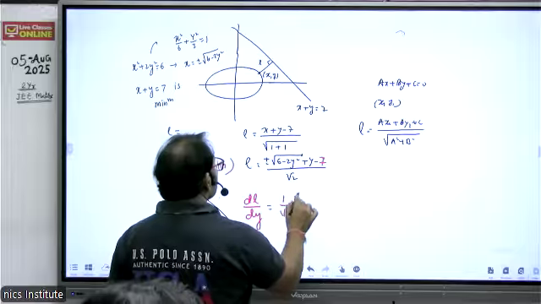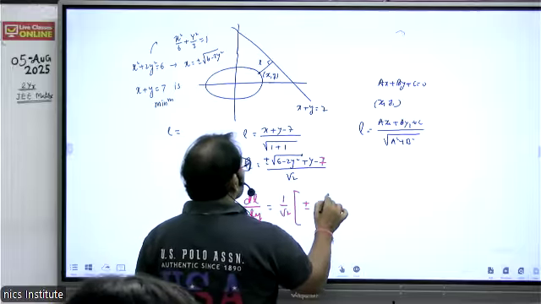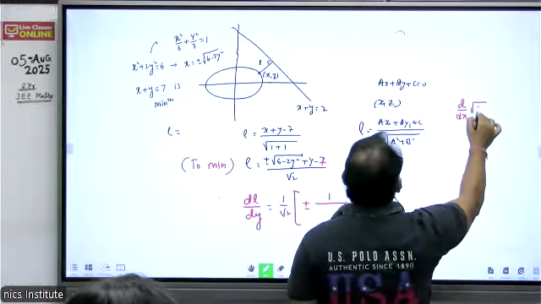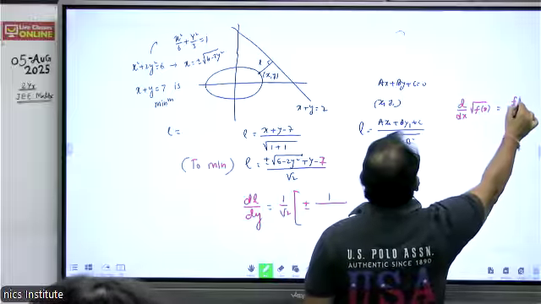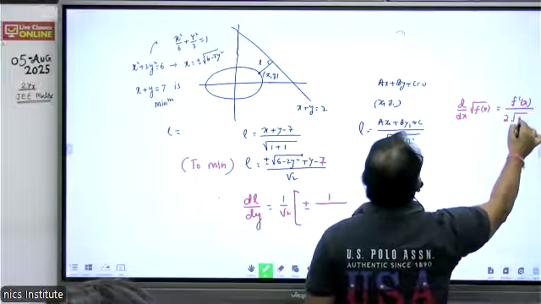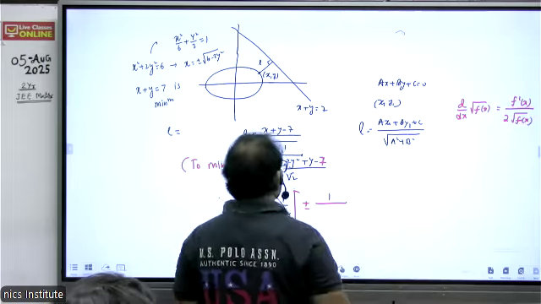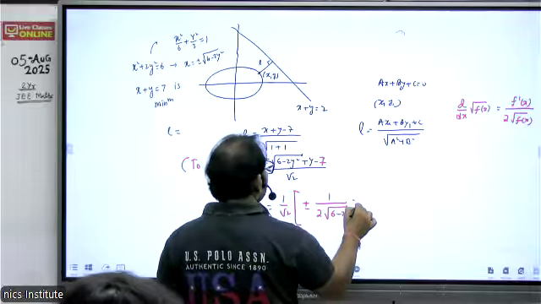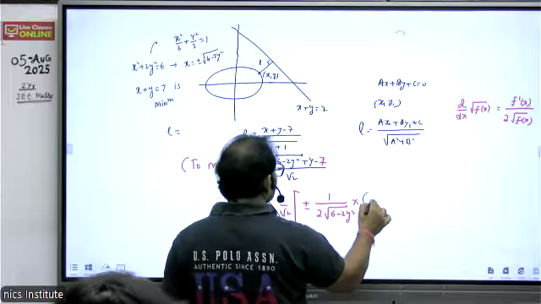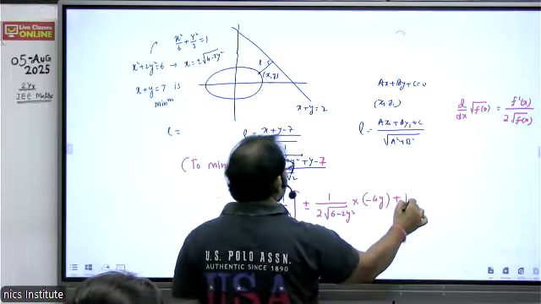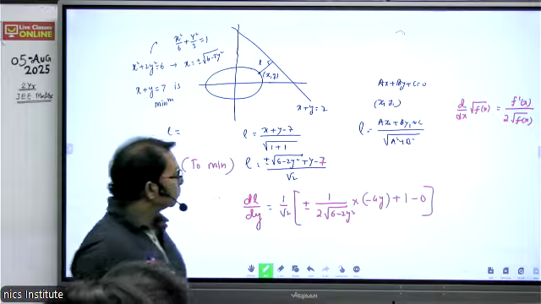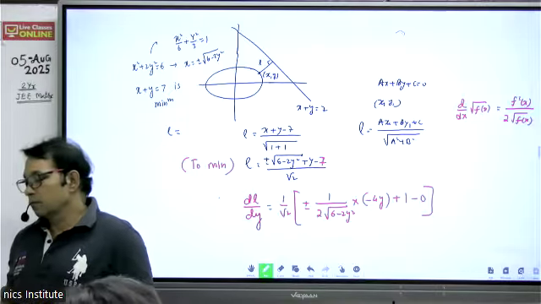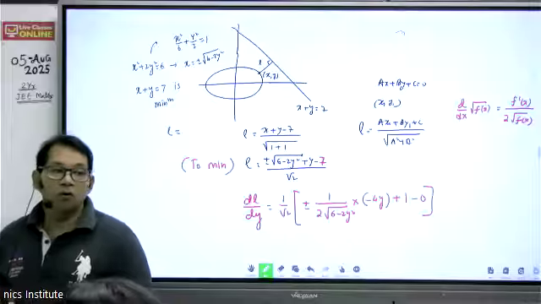One by root 2 is out. Root f(x), remember that the derivative of root f(x) is always f dash x by 2 root f(x). So 2 root of 6 minus 2y square. Then you apply the chain rule. The derivative of this would be minus 4y. The derivative of y is 1, the derivative of 7 is 0. Equate this to 0, get y.